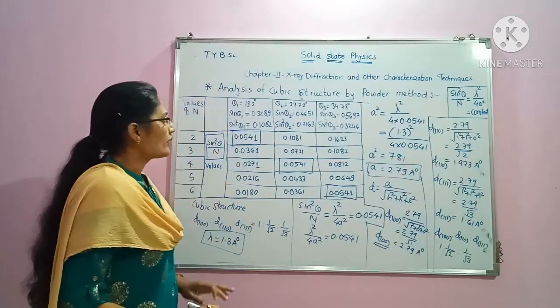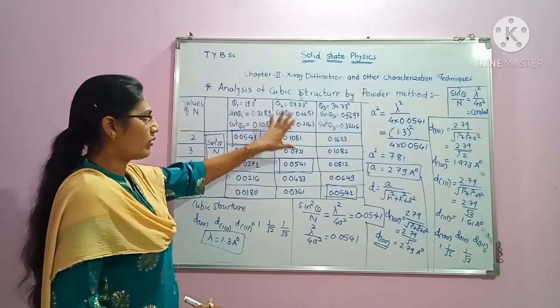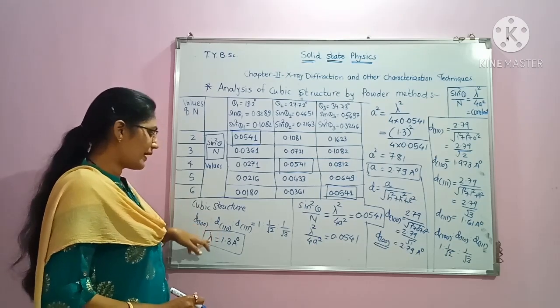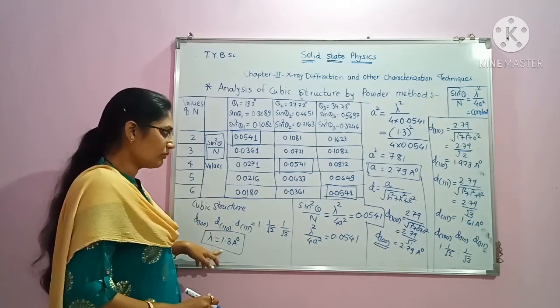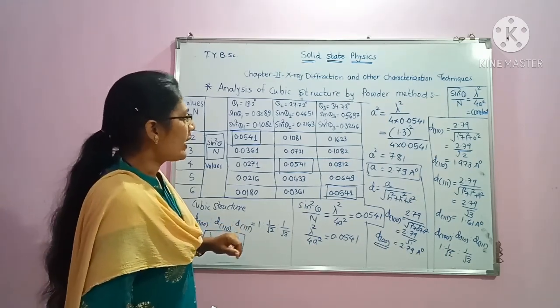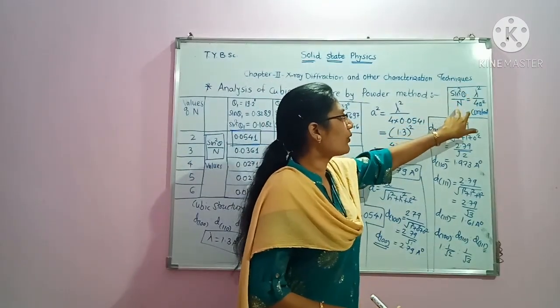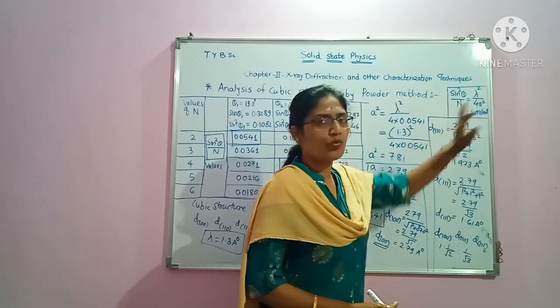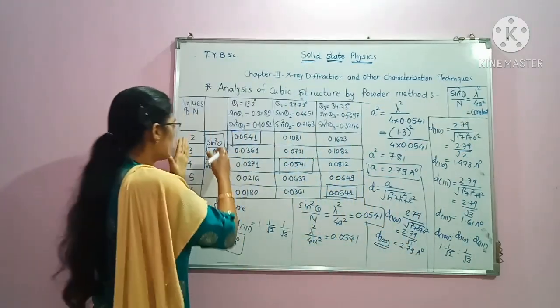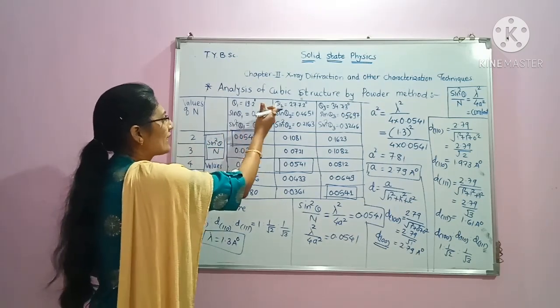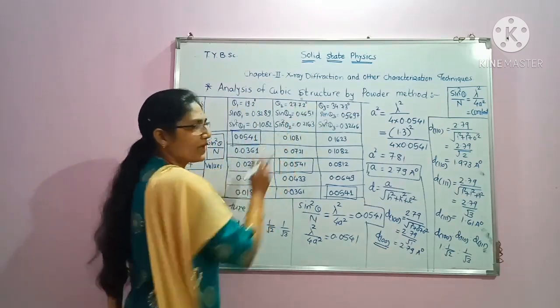So here what we did, we have taken one example where we have considered the lambda value as 1.3 angstrom. Then we have obtained the relation sin square theta upon n is equal to lambda square upon 4a square. We have calculated the values of sin square theta upon n for various maxima, that is theta 1, theta 2, theta 3.